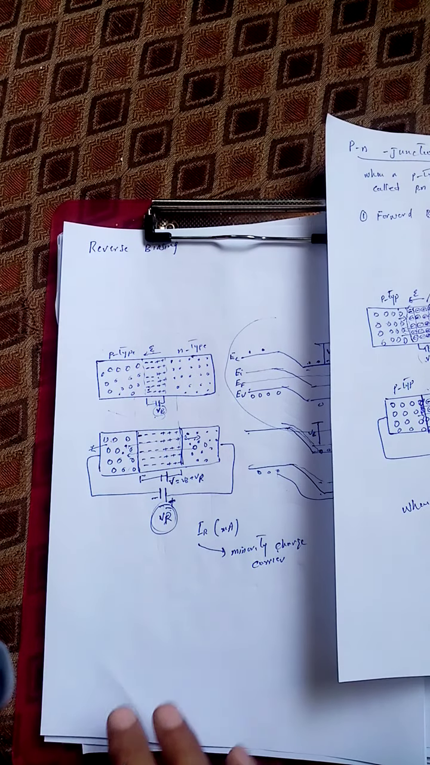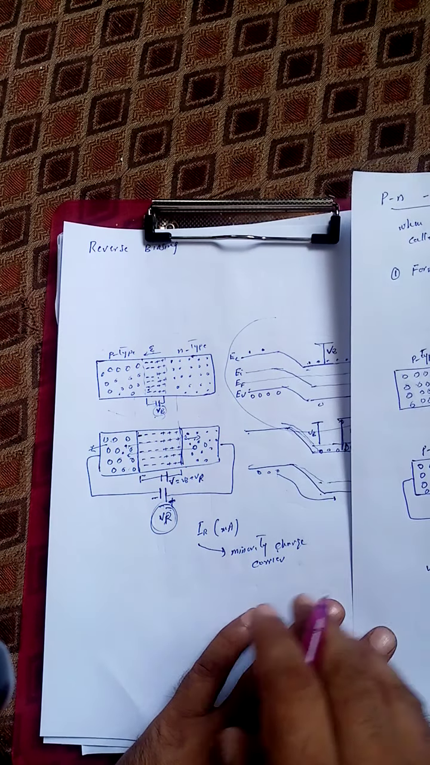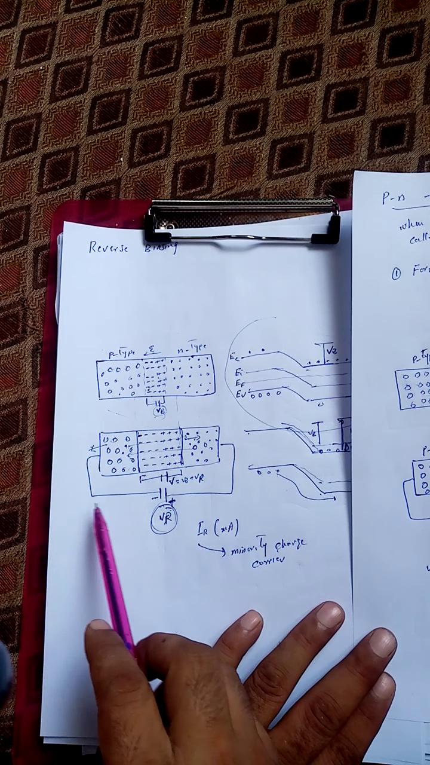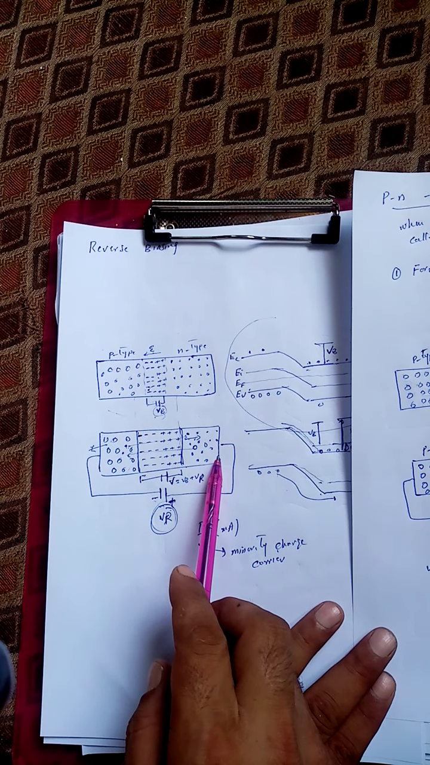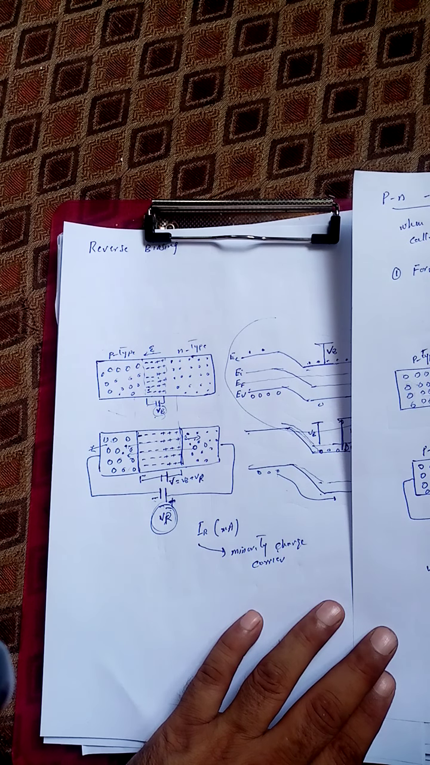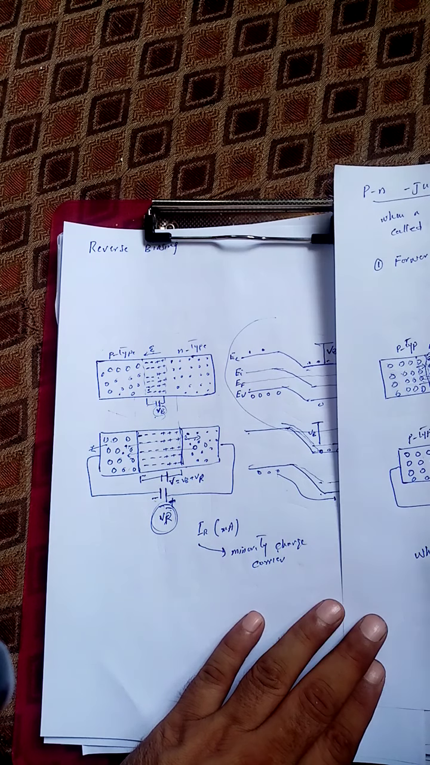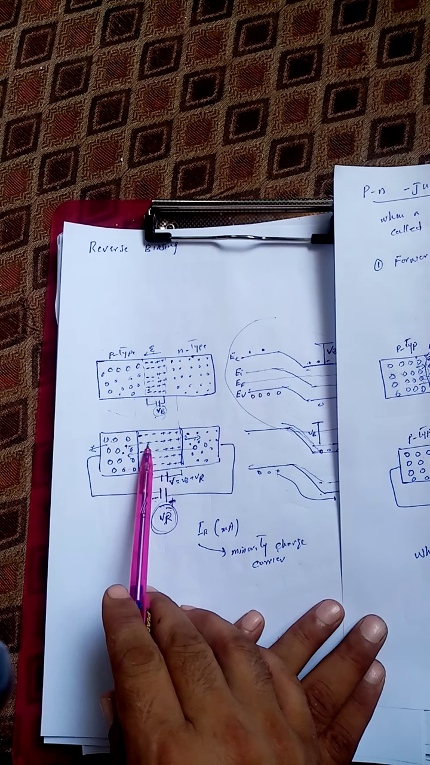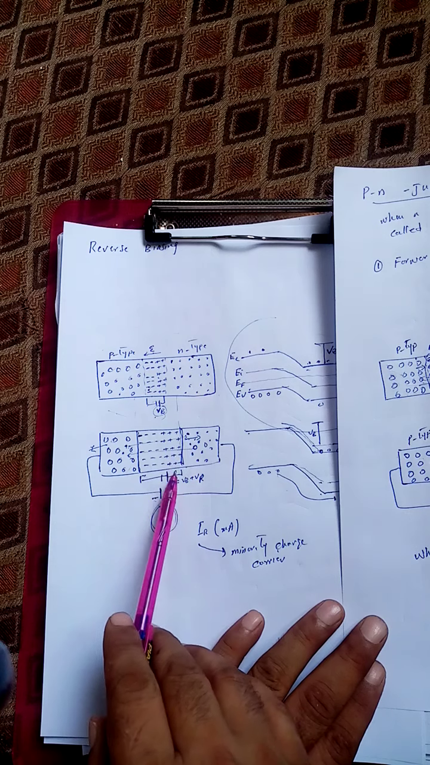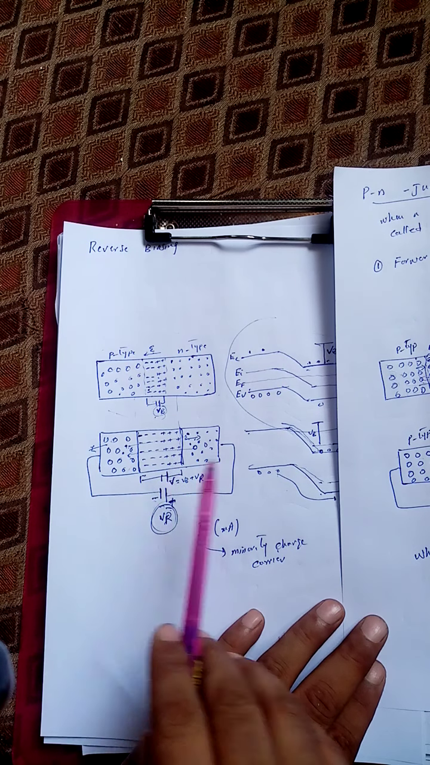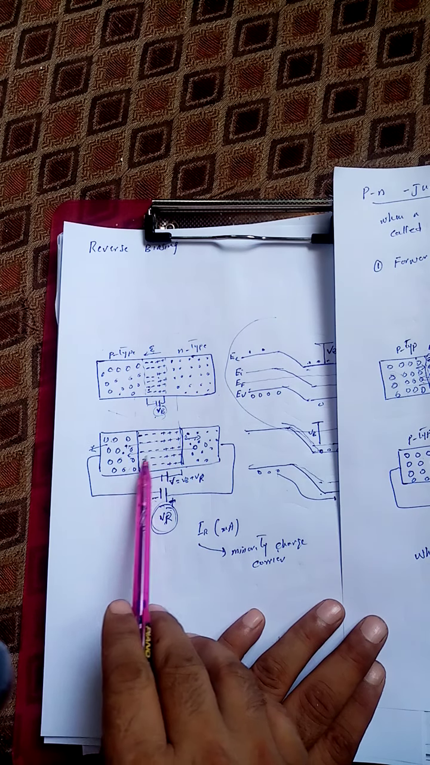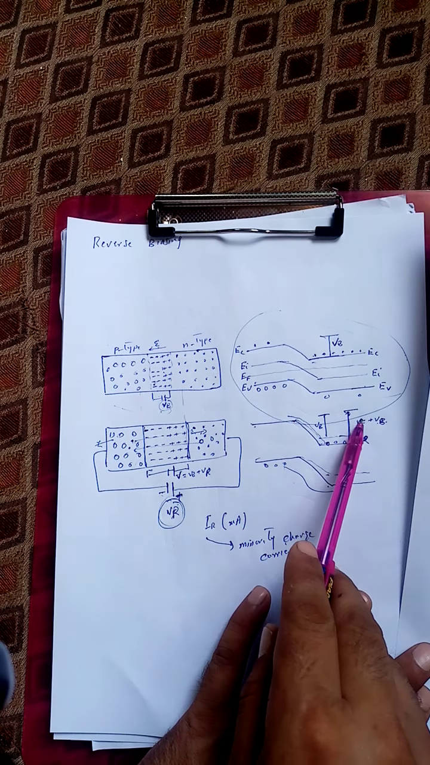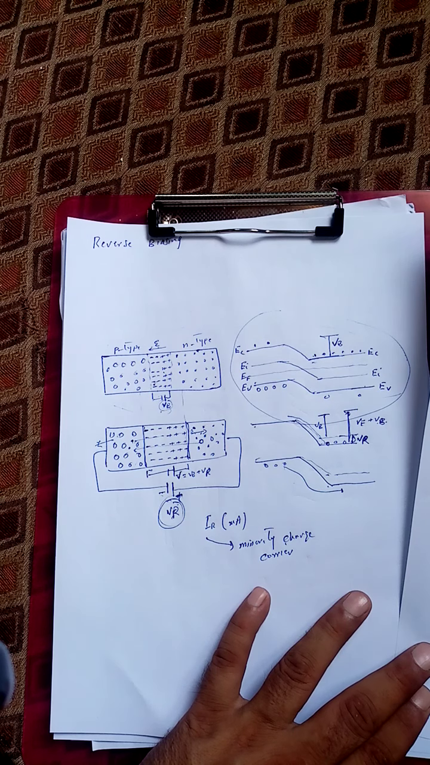So the difference between reverse bias and forward bias is, in reverse bias we connect the negative terminal to the P region and the positive terminal to the N region, while in forward bias the negative terminal is connected to the N region and the positive to the P region. As a result, in reverse bias, the width of the depletion region increases. Here the width of the depletion region is decreasing. Now here there is no current because the barrier potential is higher. Here the barrier potential is small.